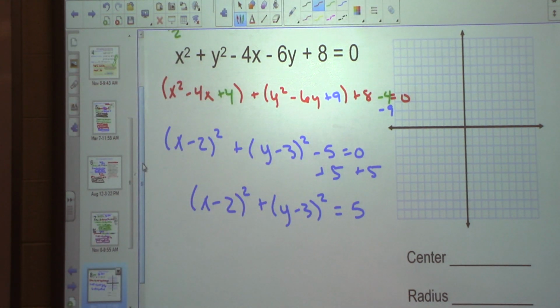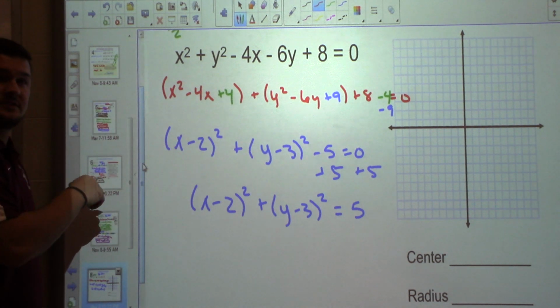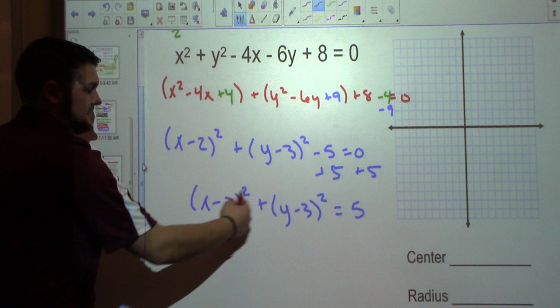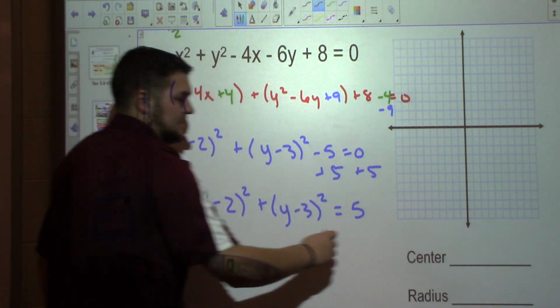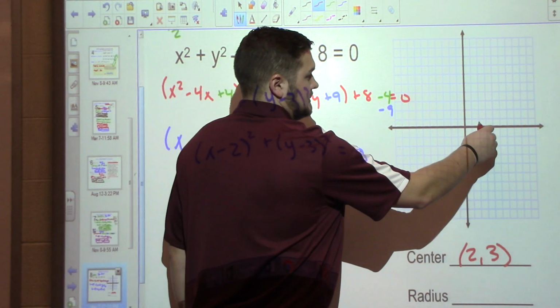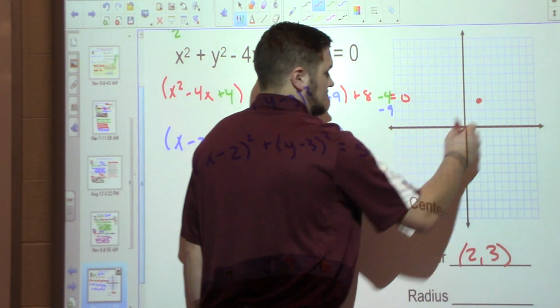H, K is my center, right? Anna, what would be my center in this case? 2, 3. It's x minus h, y minus k. So my center is at 2, 3. Put a point.